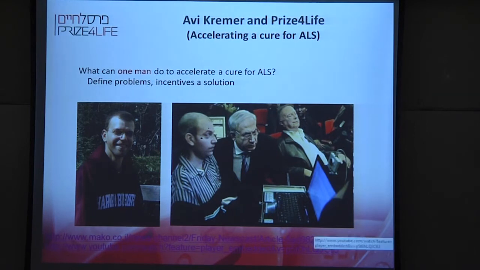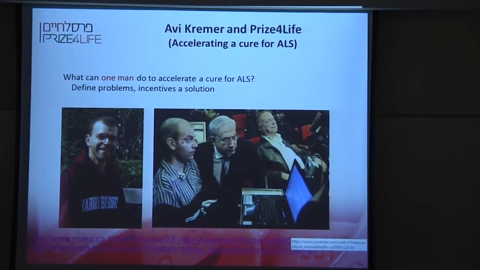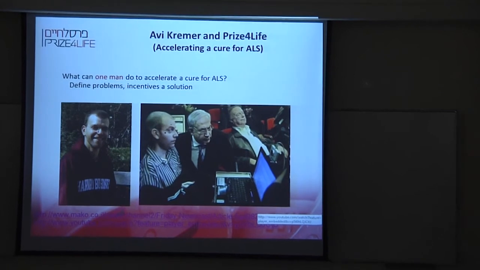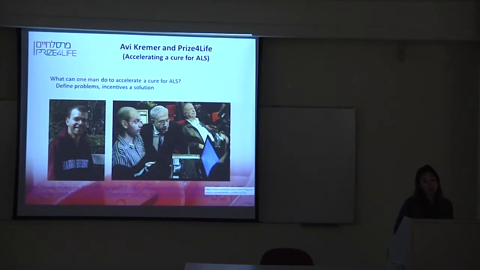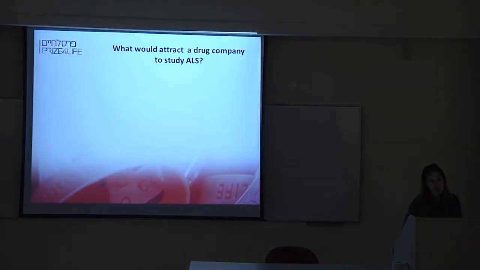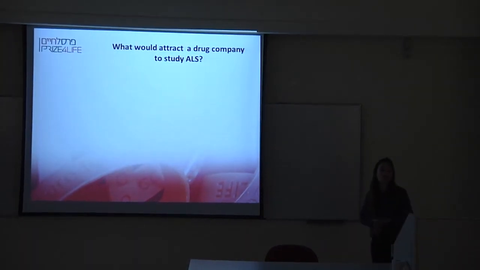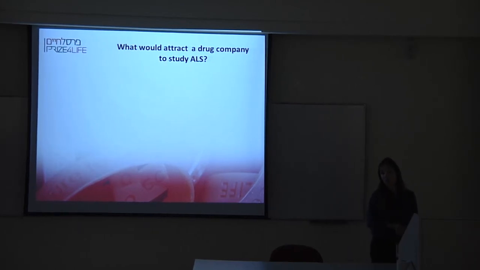So what I want to talk to you about is really the mind process of accelerating development of treatment. What is missing and what should be done to get it? Because I want you to go through this process in your mind for ALS and for other diseases. So what would attract a drug company to study a disease like ALS? If you were the CEO of a large pharmaceutical company and you could invest in researching any disease, why would you choose one disease and not another?